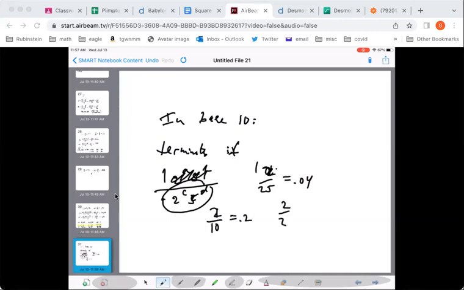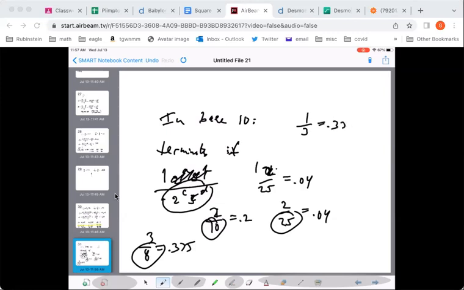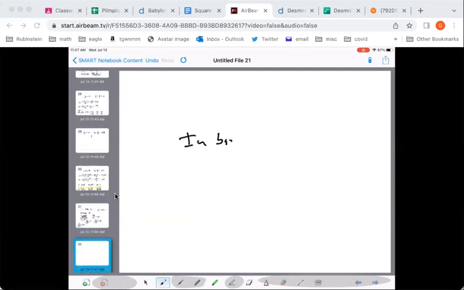And 2 over 25 becomes 0.04. Or 3/8 becomes 0.375. So the denominator has to have only 5s and 2s in it. If you throw any other prime factor into the denominator, even 1/3 is 0.333... But in base 60, the numerator can be anything, but the denominator can have a factor of 3 in it.